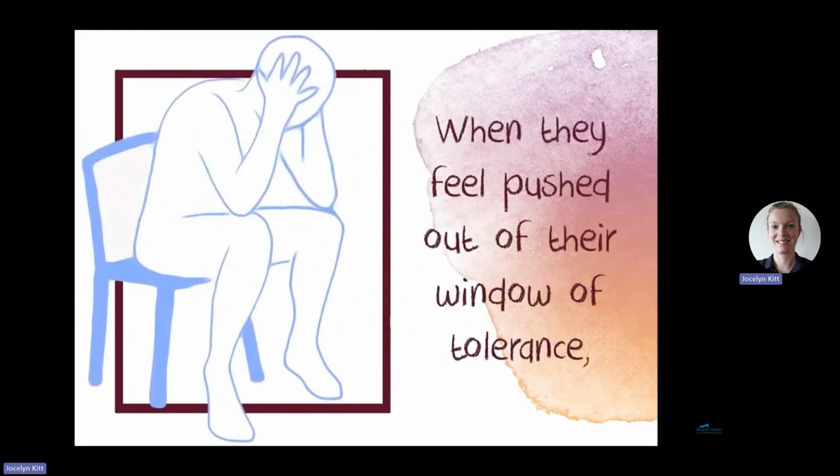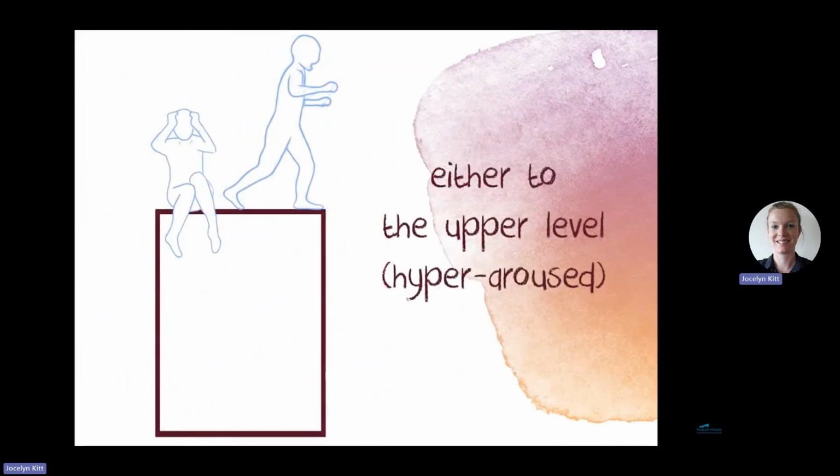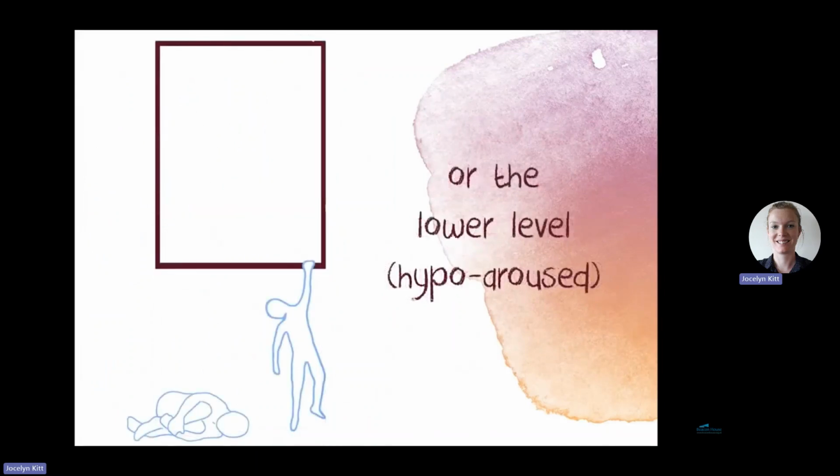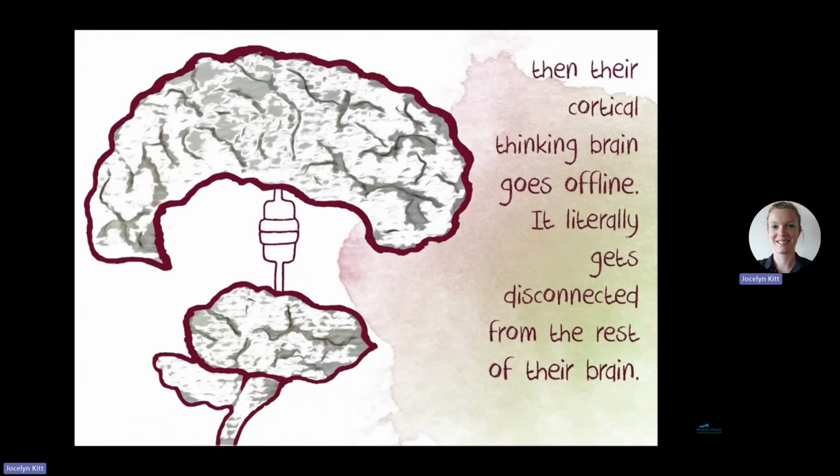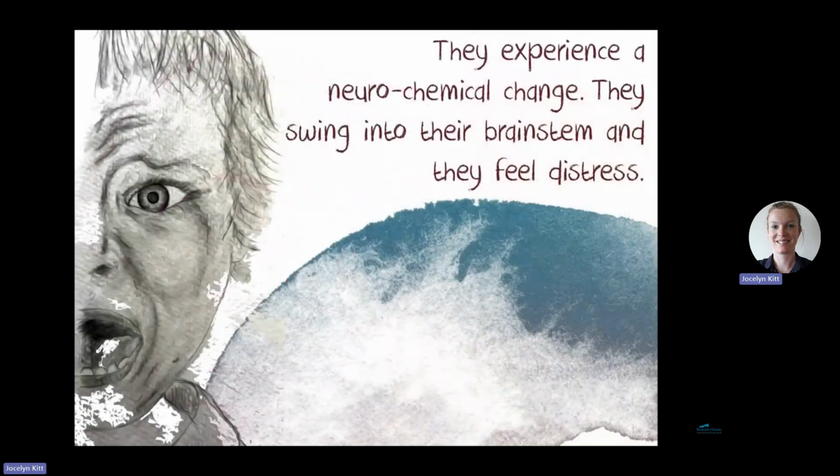When they feel pushed out of their window of tolerance, either to the upper level, hyper-aroused, or the lower level, hypo-aroused, then their cortical thinking brain goes offline. It literally gets disconnected from the rest of their brain. They experience a neurochemical change. They swing into their brainstem and they feel distress.